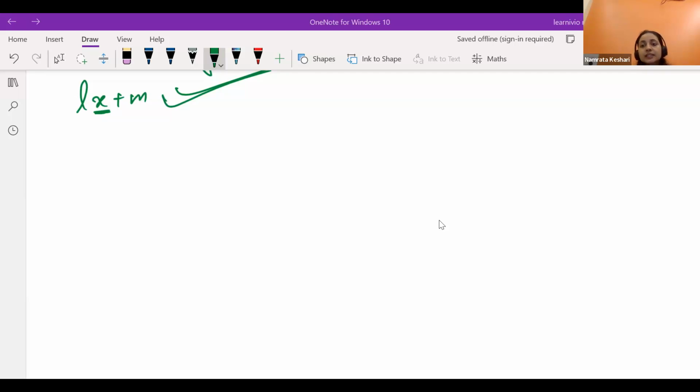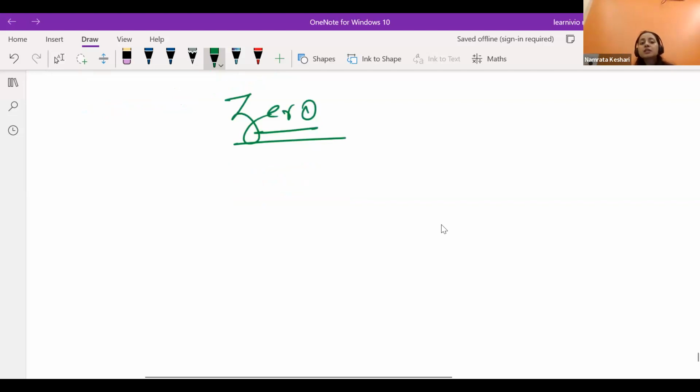Now the concept is zero of the polynomial. This is a very, very important concept, because the whole class 10 chapter on polynomials is based on this concept of zero of the polynomial. If this part is clear to you, then you don't need extra explanation. So zero of the polynomial we will be discussing in detail.